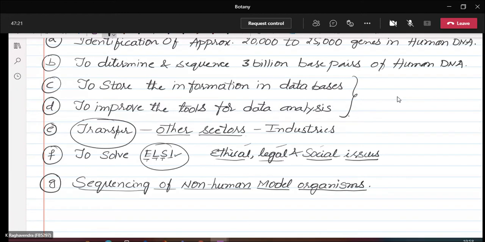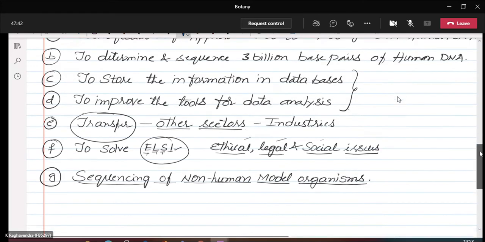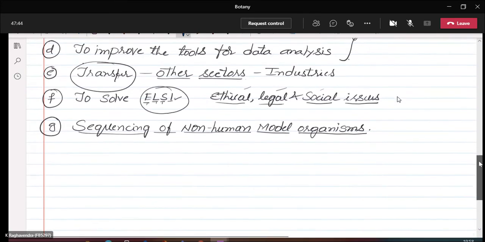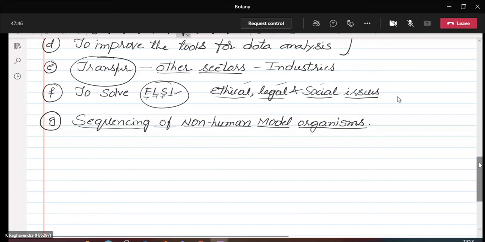Understand this. What are those non-human model organisms? Let's start from the prokaryote, bacteria. Let me write down after their sequencing how many genes are present. Instead of genes, let's talk about how many base pairs they have sequenced in each and every non-human model organism. Let's start with bacteria.